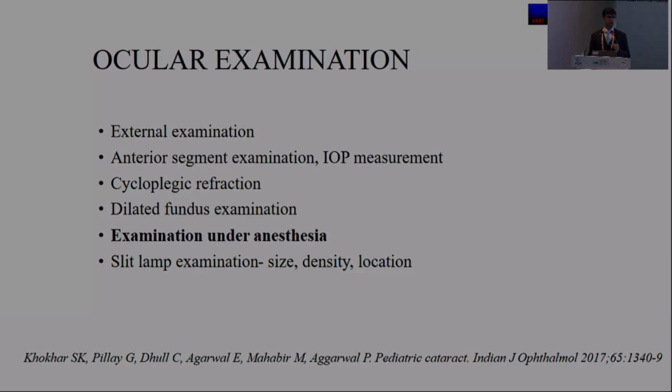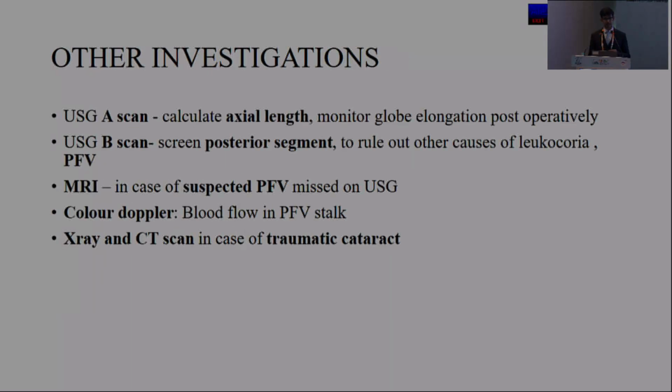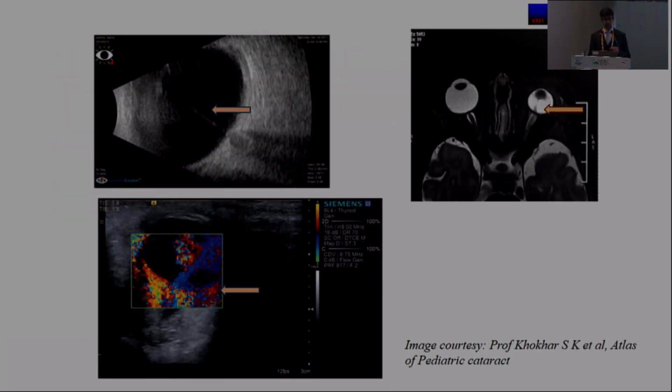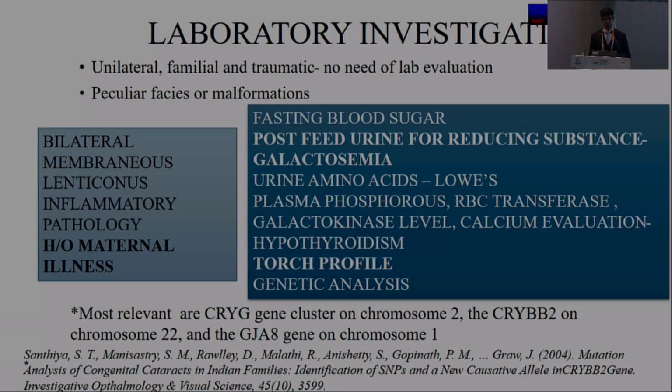Ocular examination on the anesthesia table is very important because here we are doing the biometry, A scan, B scan, MRI, especially in cases of PFV. Here you can see a PFV stalk with a color Doppler showing the vasculature, and the MRI of the same, where you can observe that the globe is shrunken. It's a microphthalmic eye. You can see the PFV stalk as well.